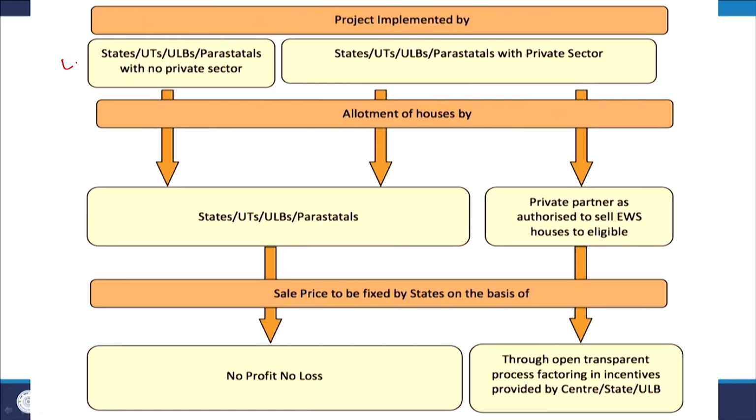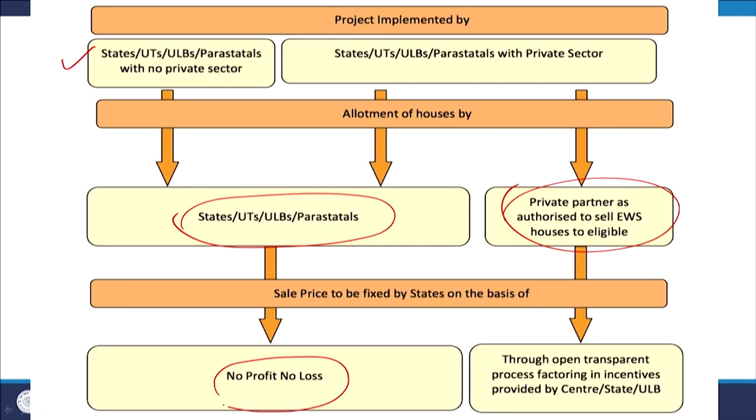In the third vertical, which is basically affordable housing in partnership, the project is implemented by the state parastatal with no private sector, or by state parastatals with the private sector; both can be there. In this process, the allotment of the houses can be by the states or the private partner. If the state does this project, it can be low profit, no loss, or if the private partner does this project, it is through an open, transparent process.